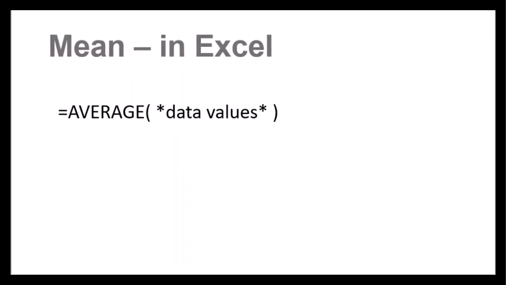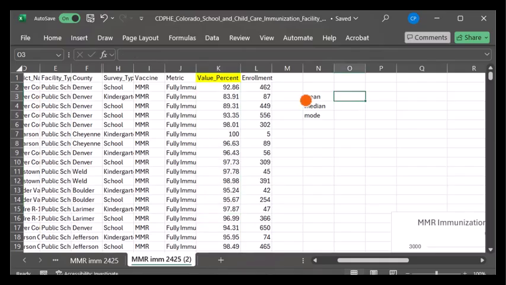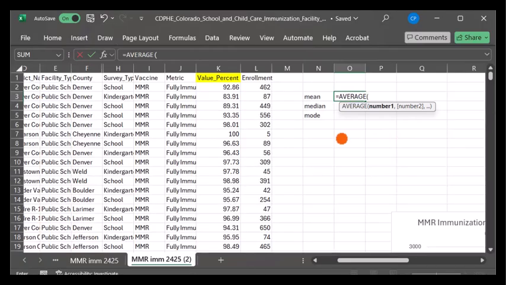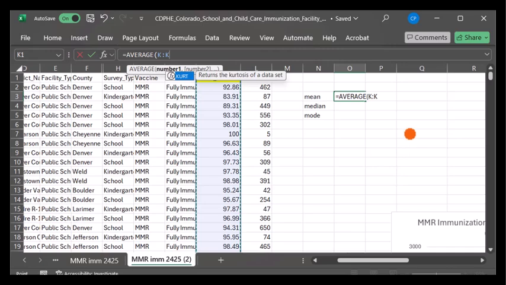To compute the mean in Excel, I can use this function called average. So equals average, parentheses, and then I just put in my data values. So here's what this looks like. I make a little spot here for the mean. Next to this, I'm going to do equals, type in average, parentheses, and then I'm just going to highlight this whole column. You can highlight a certain range of values if that makes sense for your data, but in this case I'm going to click the K above my column because it's quite a long data set, and that will highlight the entire column of values. This function will ignore my label value %.